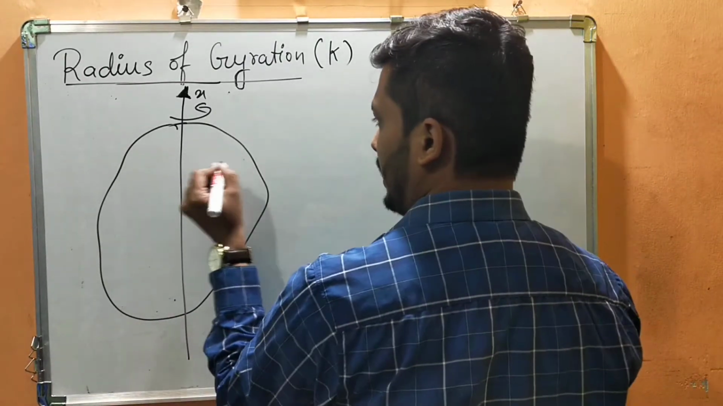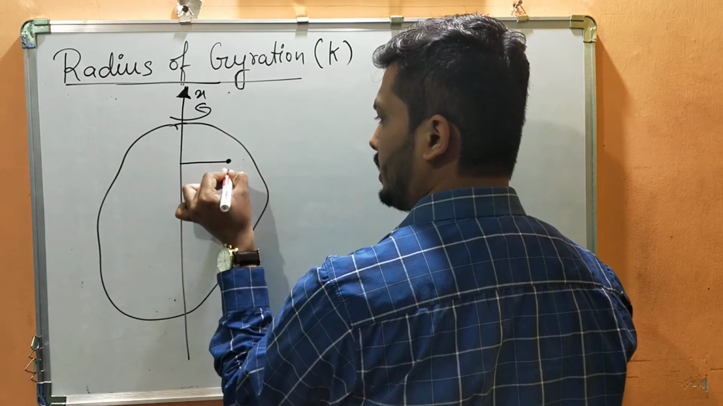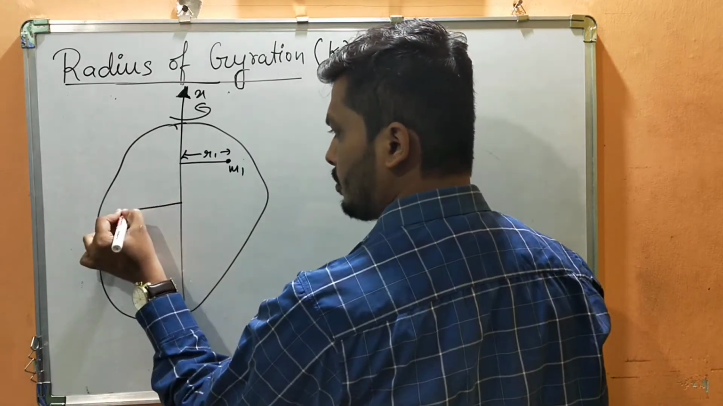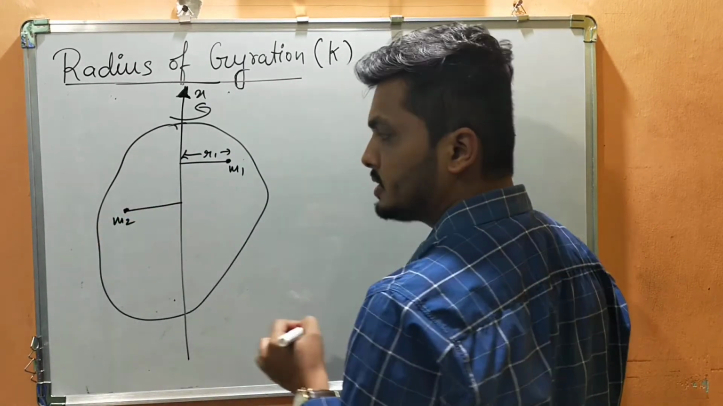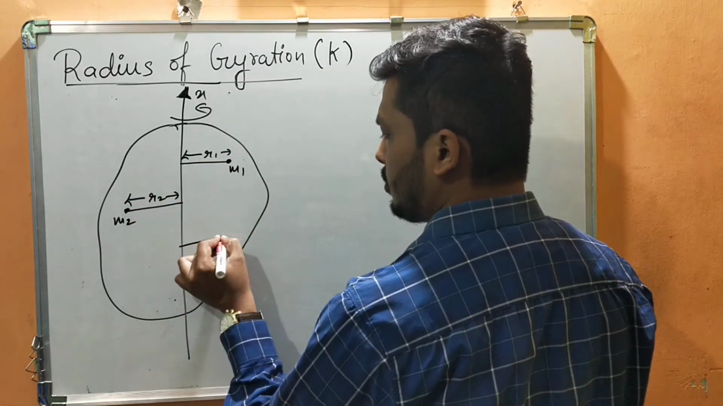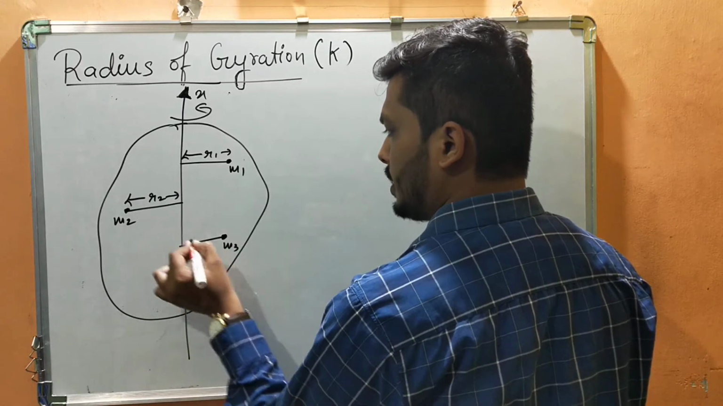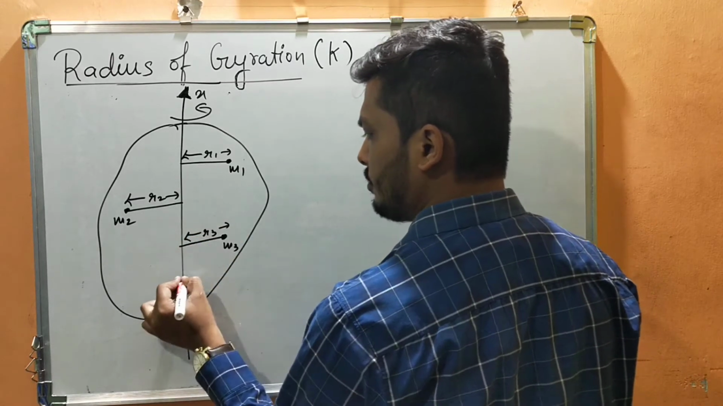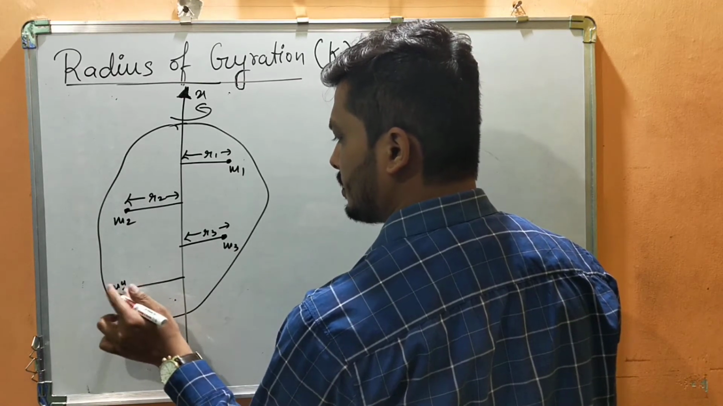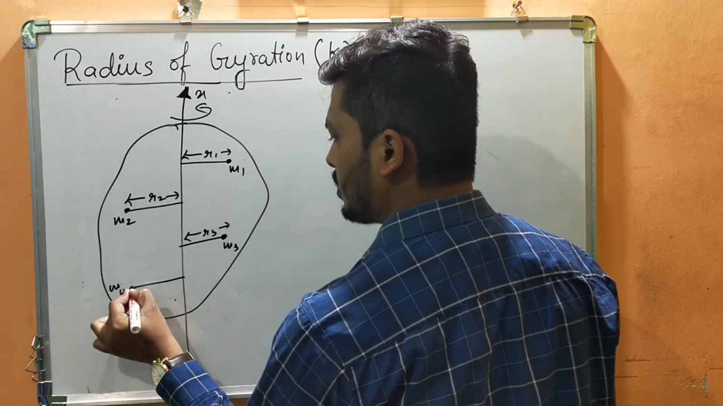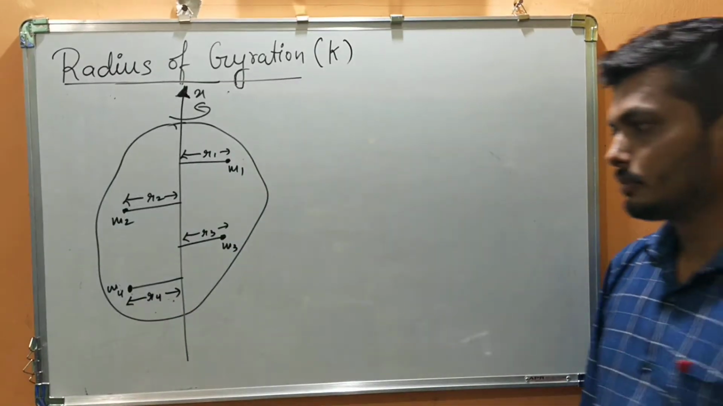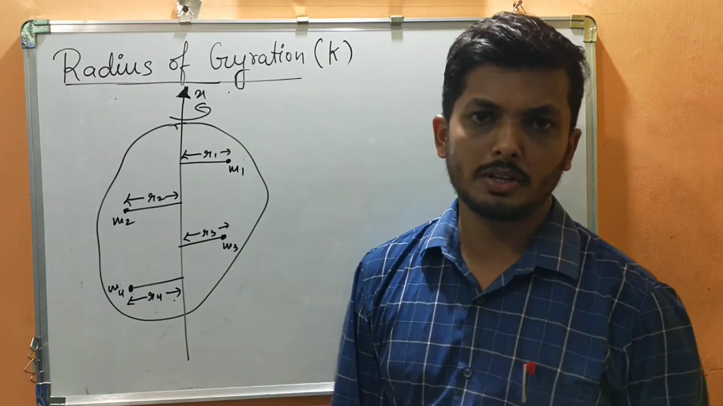Now suppose I take a particle here at this point, M1, which is at distance R1. Suppose I take one more particle which has mass M2 and which is at distance R2, position vector. Suppose I take one more particle M3 at distance R3, and one more particle M4 which is at distance R4. Since it is a continuous body, it's not a uniform body.